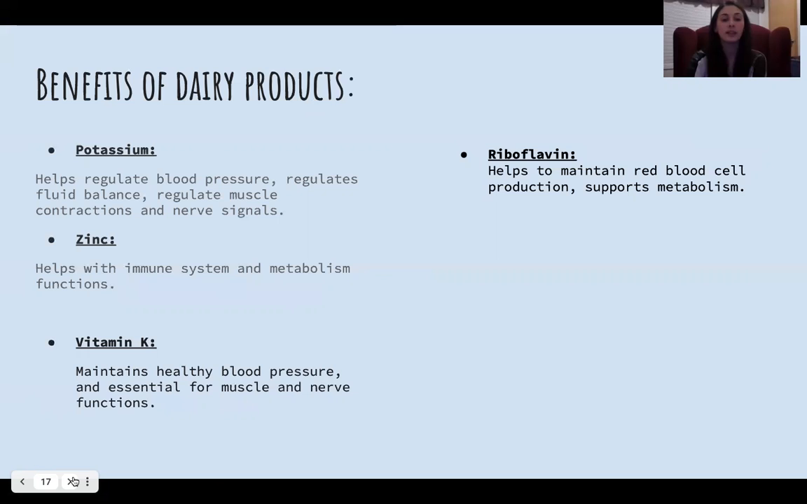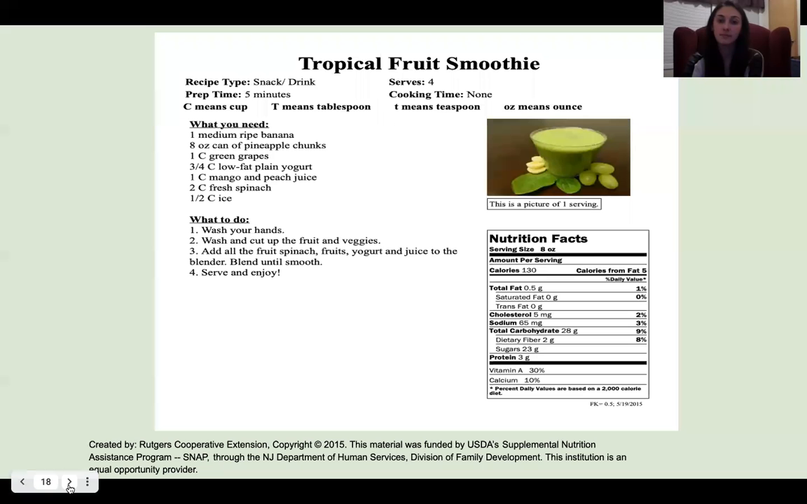Potassium helps to regulate blood pressure, fluid balance within the body, muscle contractions, and nerve signals. Zinc helps with the immune system and metabolism functions. Vitamin K maintains healthy blood pressure and is essential for muscle and nerve functions. And riboflavin helps to maintain red blood cell production and supports metabolism.